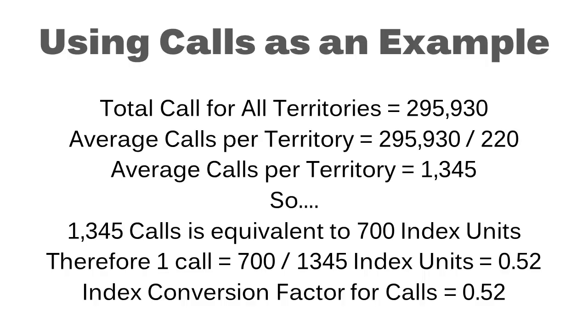So in the example I gave, if a zip code had 100 calls associated with it, then that would be the equivalent of 100 times 0.52, 52 index units. So hopefully that gives you a glimpse of the theory, and this is probably something that you should go over a couple of times just to make sure that you get it conceptually.